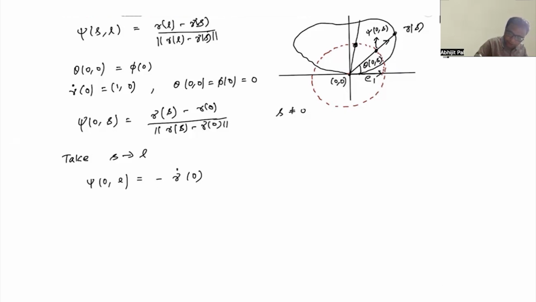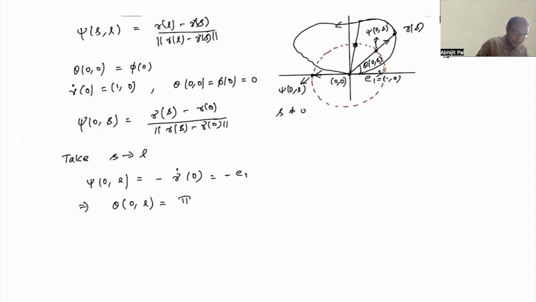Initially at 0, 0, you have this vector E1, and then we are tending s to L. So this is my psi of 0 comma L, which is basically minus E1. Therefore, this implies that theta 0L is equal to pi.